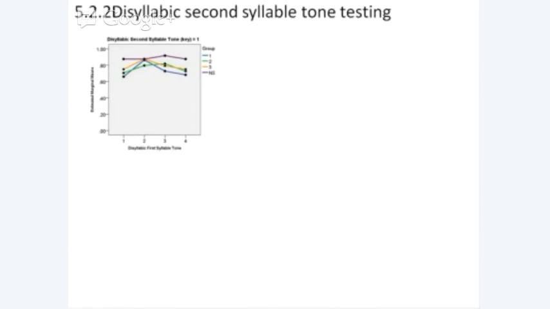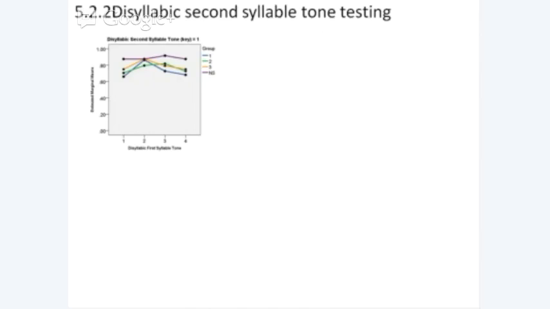And we have the disyllabic second tone syllable, which follows a similar format. This is when the high tone appears in the second syllable position, preceded by the high tone, the low high tone, the low tone, and the high low tone.